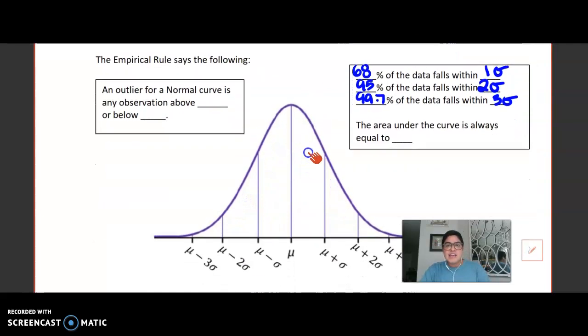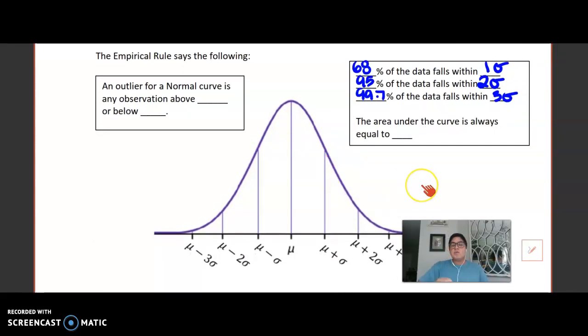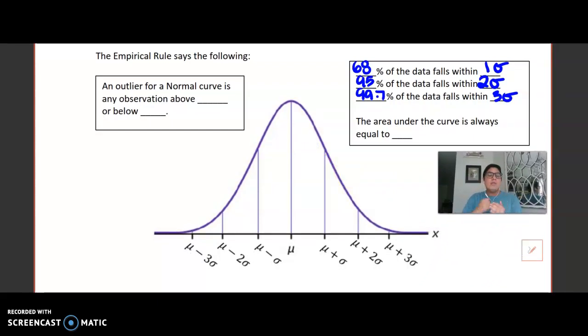So now let's take a look at our curve here, and this is what we call the empirical rule. Now, this can only be used, and emphasis on only, if the data is normal. The empirical rule does not work for skewed distributions, for bimodal distributions, for uniform distributions. It only works if the data is normal or approximately normal. And here's what it says.